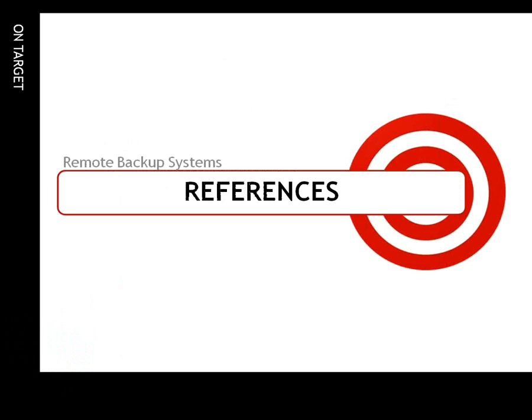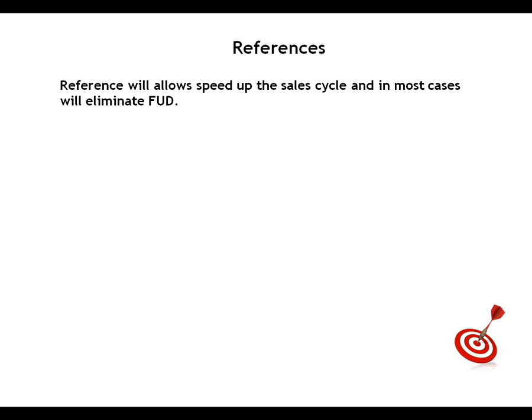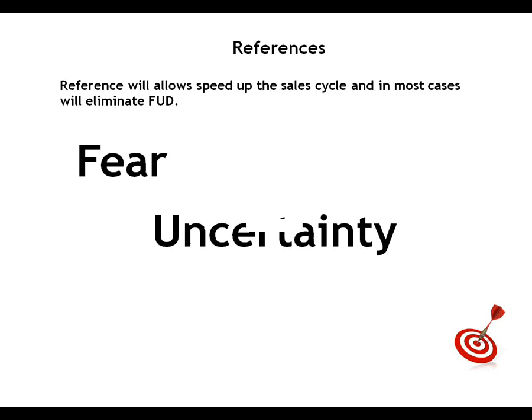Okay, let's talk a little bit about references, what I consider the backbone of selling. References will allow you to speed up the sales cycle, and in most cases, it will eliminate what I call FUD. FUD is something that's been around for quite a while. I learned about it in an IBM sales class many, many moons ago, and it stands for fear, uncertainty, and doubt. When you're buying something new, you have fear, uncertainty, and doubt. And when that goes away, you're much more prone to go ahead and make the purchase.